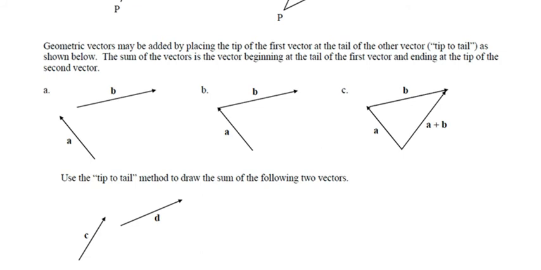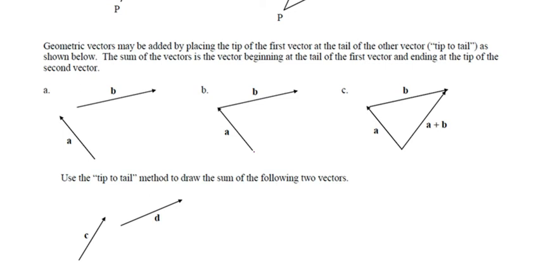So we have these two vectors. We move vector b. It doesn't really matter where vector b is in the plane. We can shift it as long as it remains the same magnitude and direction. And then the sum of the vectors is beginning at the tail of the first vector and going to the tip of the second vector. So here's a plus b.